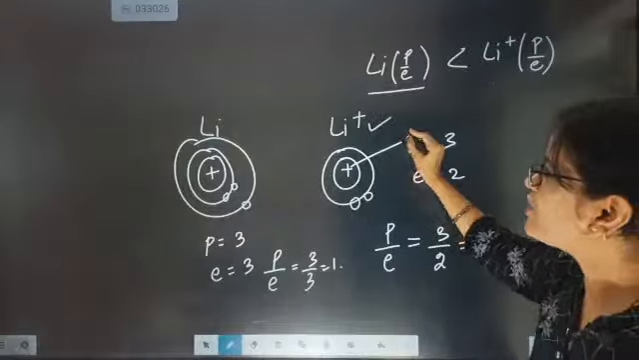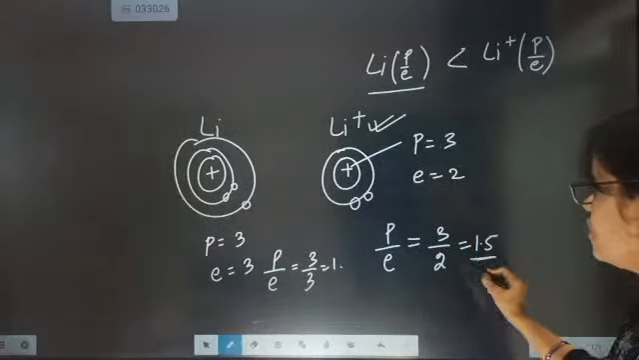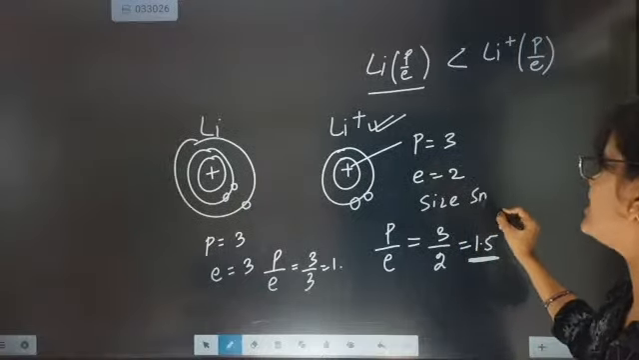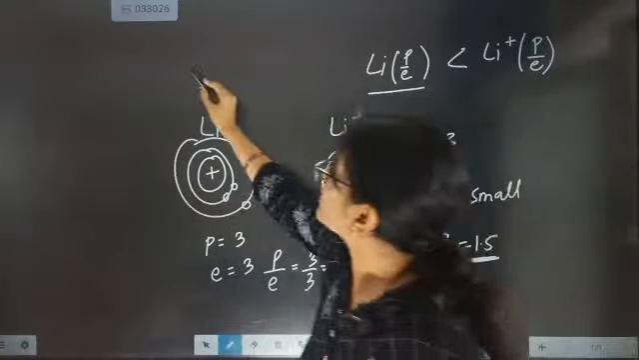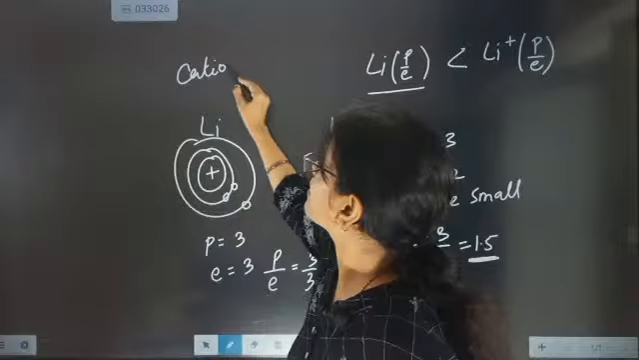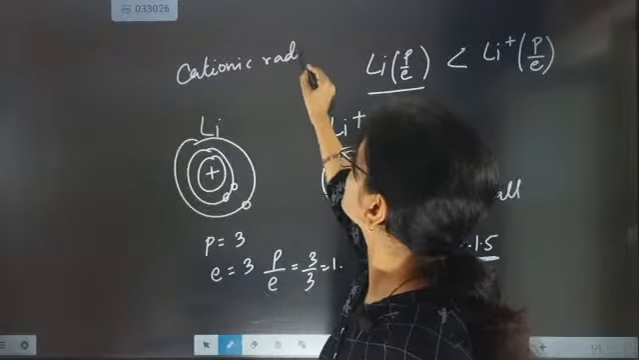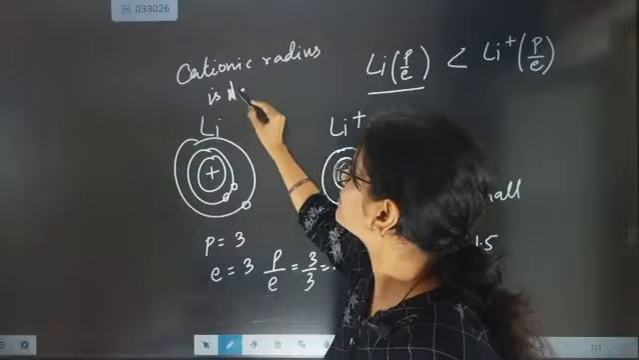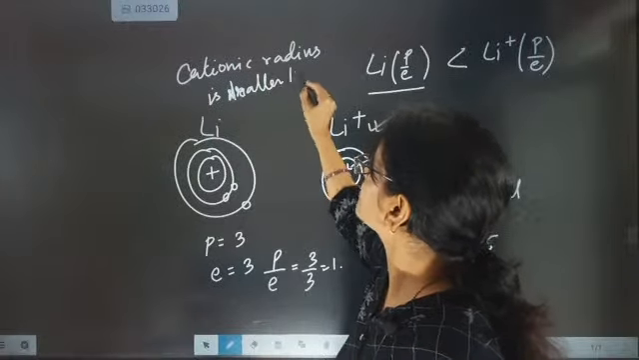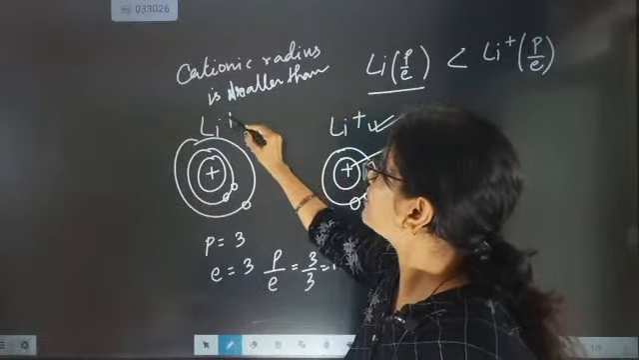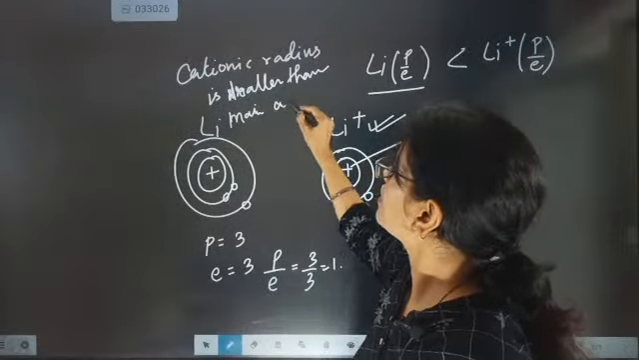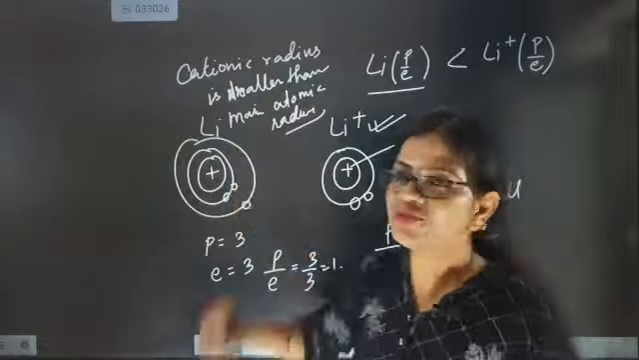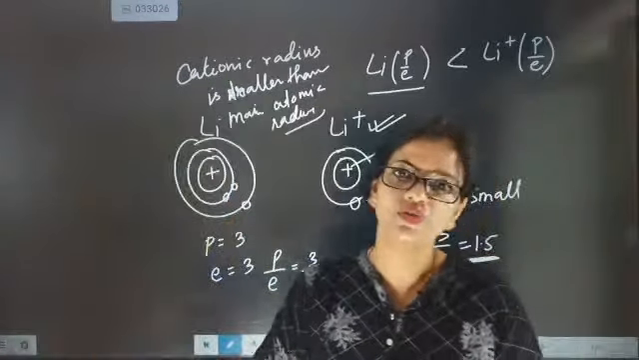When the ionic P by E ratio is big, that means the size will be small. So the cationic radius is smaller than the main atomic radius. This you have to understand: the main neutral atom was there.